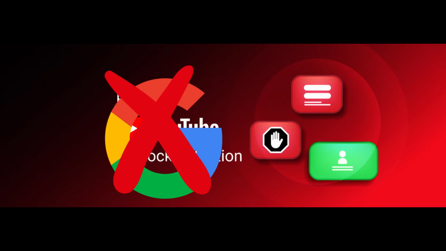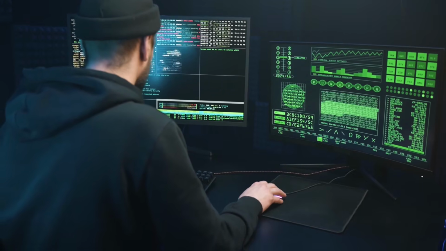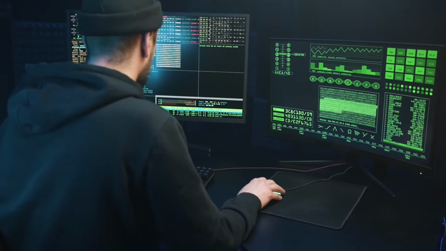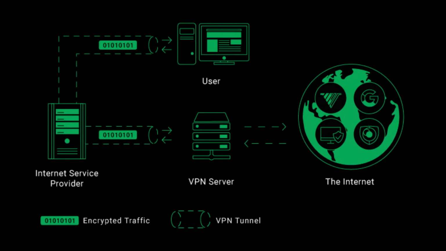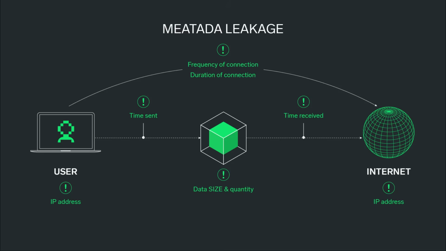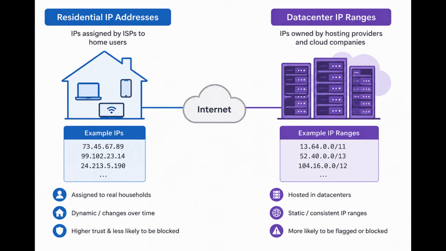First, let's address how does YouTube actually know you're on a VPN? After all, your traffic is encrypted, right? Well, yes, but encryption only hides the content of your data, not the metadata of your connection. There are two main ways YouTube pulls this off.